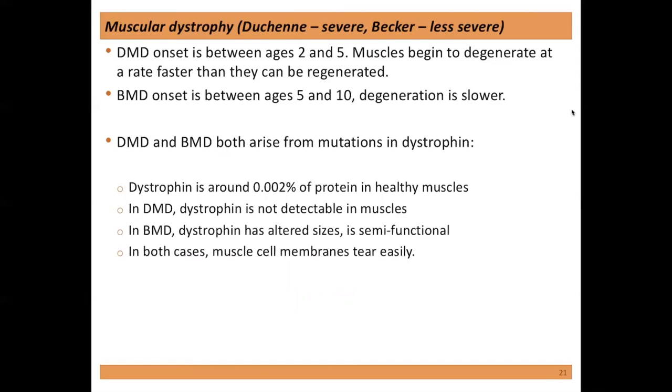And in DMD, Duchenne muscular dystrophy, dystrophin is not detectable in the muscles. So for some reason, it's not being made. Like I said, there are several different subtypes of DMD. I had a neighbor that has this genetic condition. I believe the gene is found on the X chromosome, so it's more likely to arise in males.